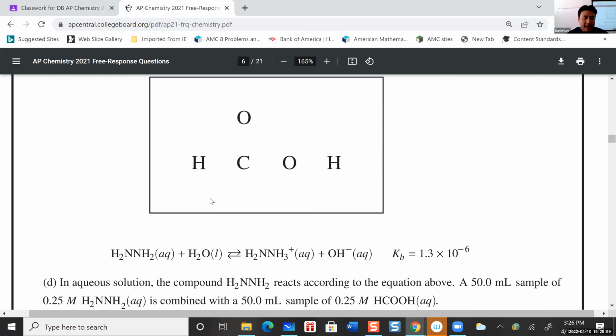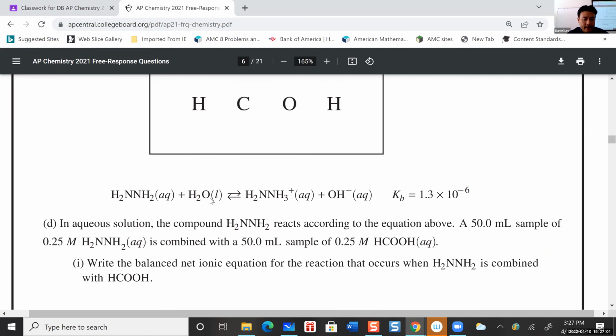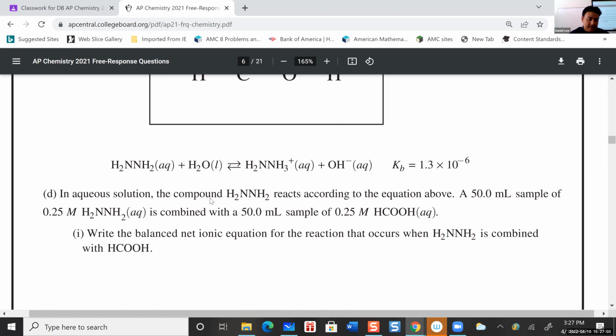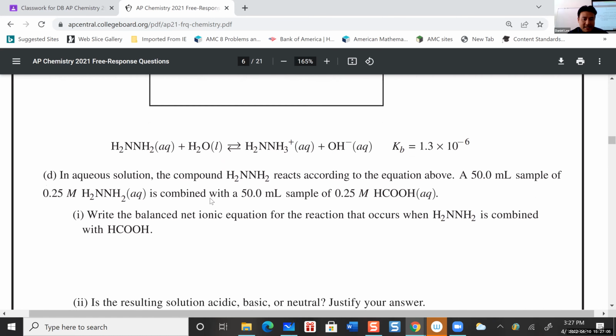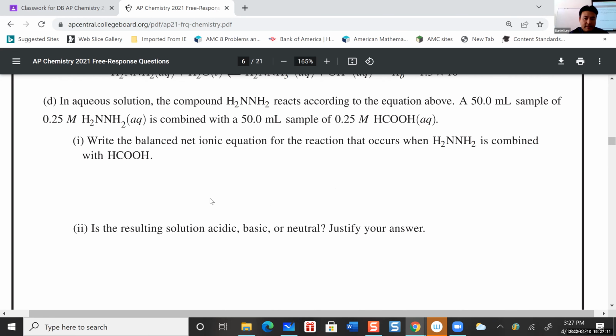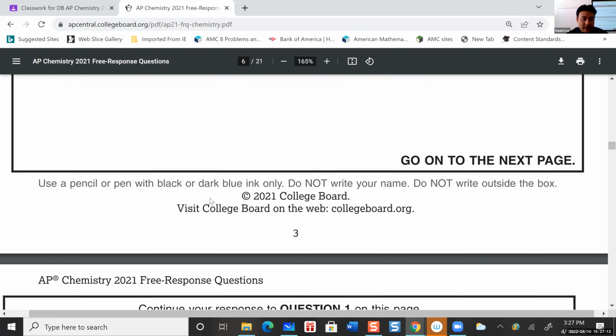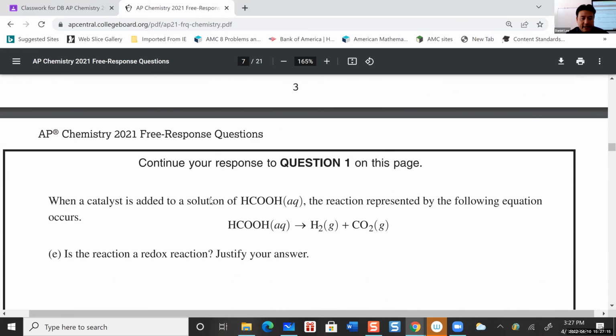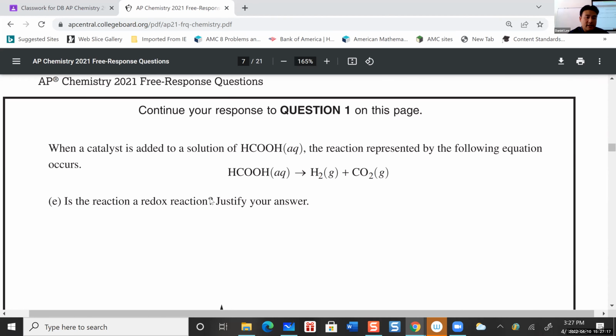Then you talk about the bond angle, bond energy, whatever, right? And then you have this Kb, this is the base icebox. You write a balanced equation between them. And then it's acidic, basic, and neutral. So it's kind of like an icebox, right? And then you have this one, is this redox? So do the oxidation state.